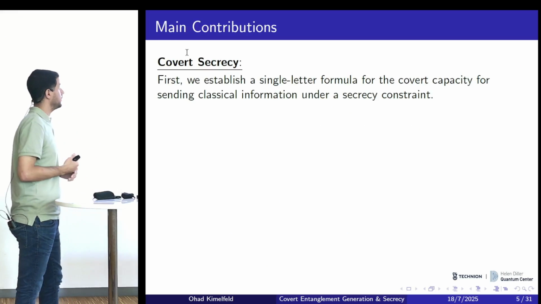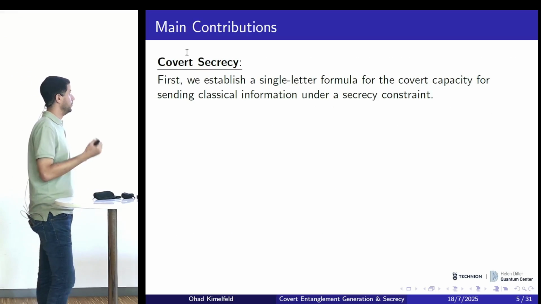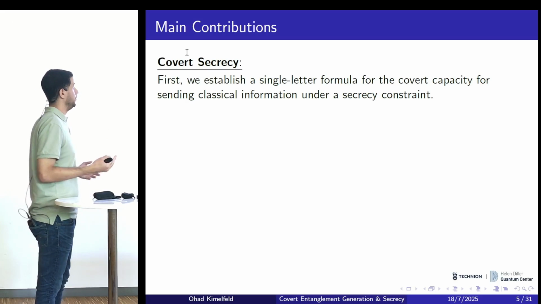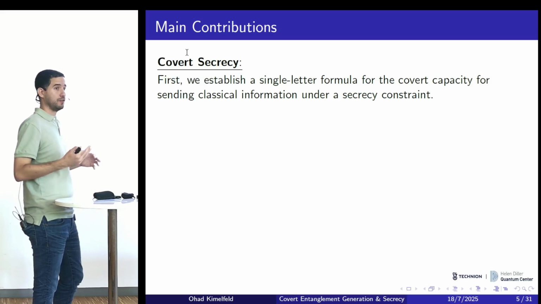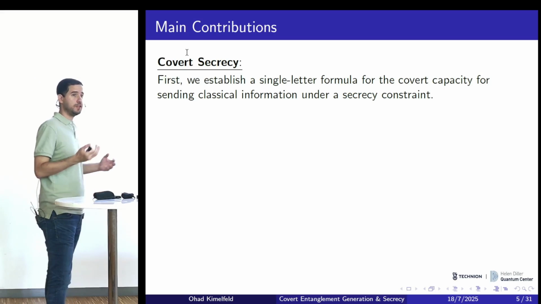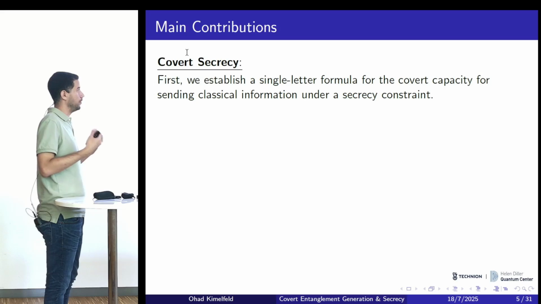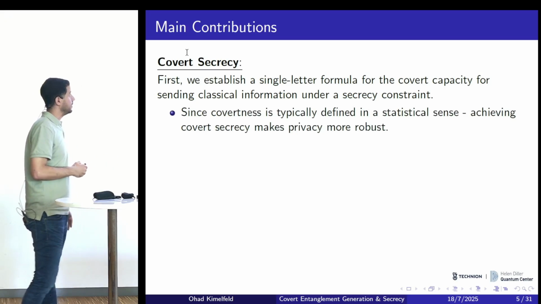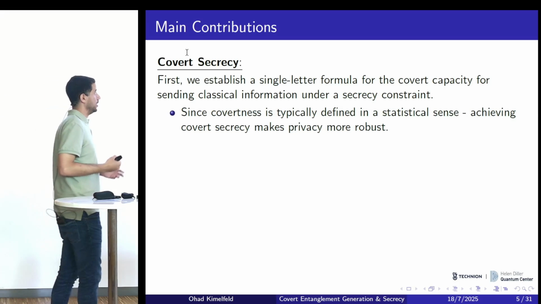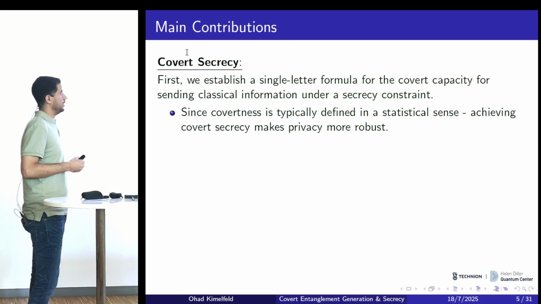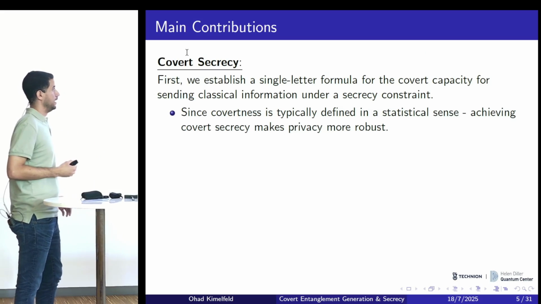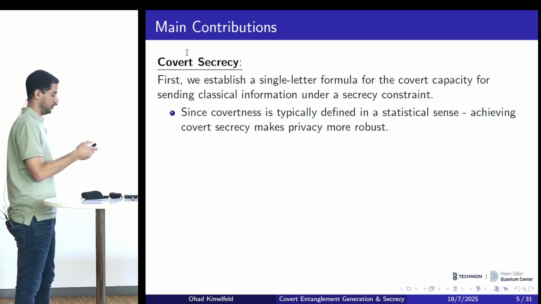Okay, our main contributions in this work, first, as I said before, covert secrecy. We first established a single letter formula for the covert capacity for sending classical information under a secrecy constraint. And you may think that if we achieve covertness, why do we also need secrecy? It sounds a little bit redundant.